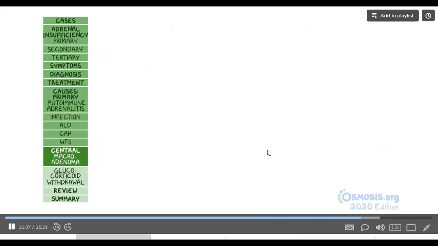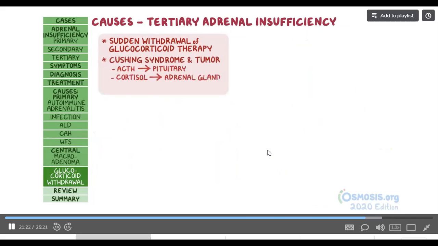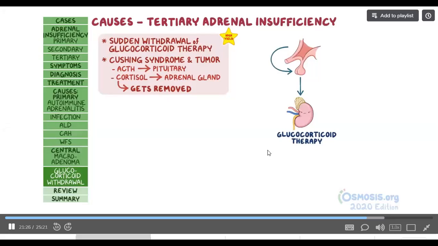And finally, the more commonly tested causes of tertiary adrenal insufficiency are sudden withdrawal of glucocorticoid therapy. Another cause is when a person was treated for Cushing syndrome, and a tumor secreting ACTH in the pituitary or cortisol in the adrenal gland gets removed. Both glucocorticoid therapy and a tumor secreting cortisol will lead to inhibition of the hypothalamic pituitary adrenal axis, and consequently decrease natural production of CRH.